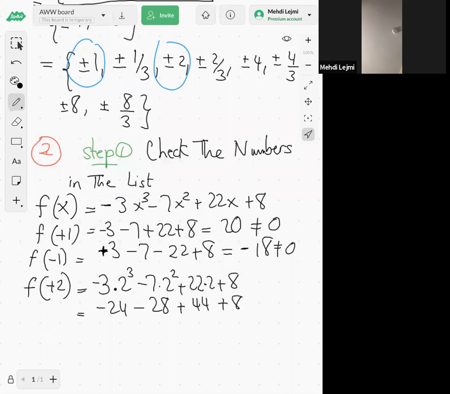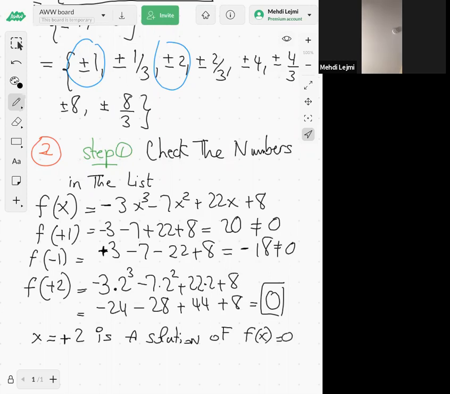So that will be equal to, so negative 24 minus 28, that's negative 52, plus 44, that's negative 8, plus 8, and that's actually equal to 0. Right, so positive 2 is actually a solution. So x equal to positive 2 is a solution of f of x equal to 0. So I got now my solution, the solution of f of x equal to 0.